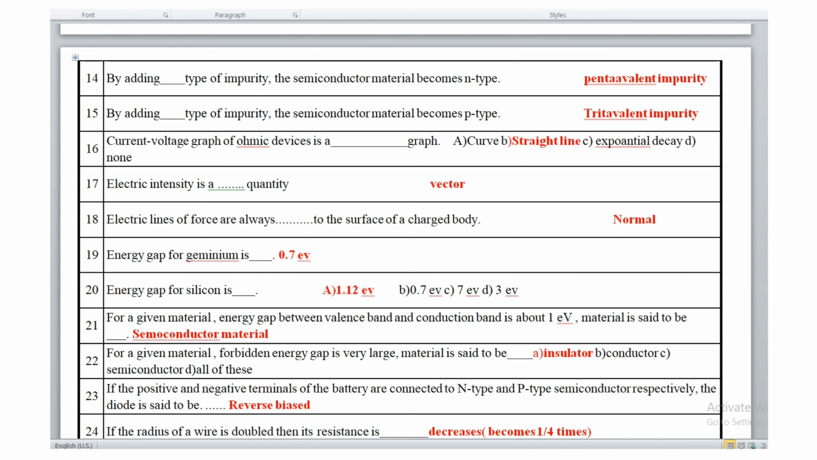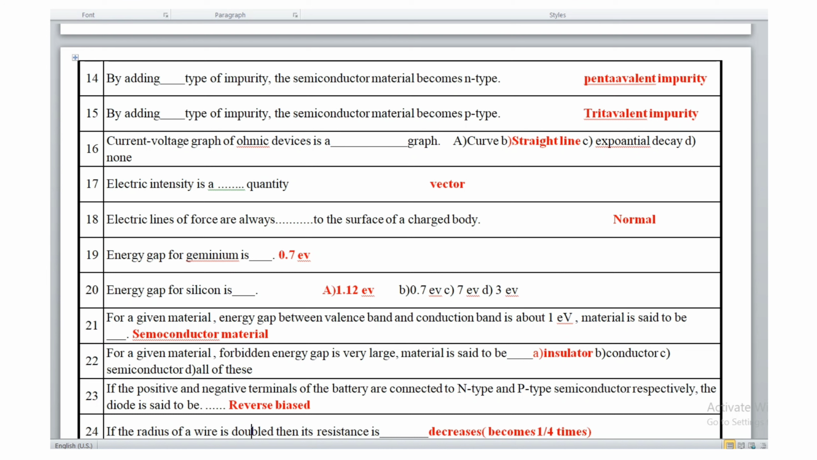Electric lines of force are always normal. Energy gap for germanium is 0.7 electron volt. The energy gap of silicon is 1.12 electron volt. For a given material, if the energy gap between valence band and conduction band is about 1 electron volt, the material is said to be a semiconductor material.